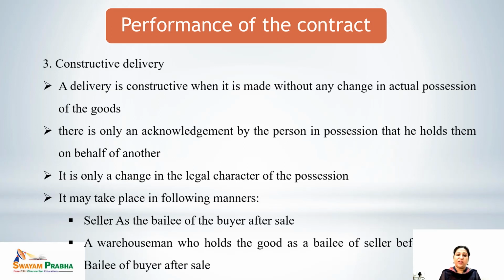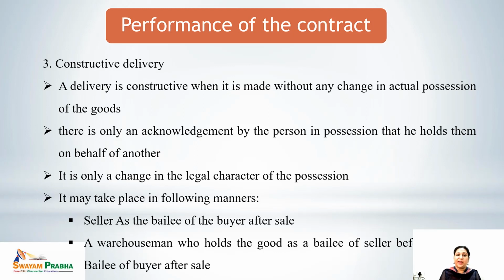Third one is constructive delivery. A delivery is constructive when it is made without any change in the actual possession of the goods. Goods remain at the same place, but they are delivered to the other person without any change in the physical possession of the goods. There is only an acknowledgement by the person in possession that he holds them on behalf of another. It means if person A was having the goods earlier, now the goods are being delivered to person B without any actual change of possession, and person B acknowledges the delivery of the goods, this can be called a valid constructive delivery. Constructive delivery gives only a change in the legal character of the possession of the goods, not the physical possession.